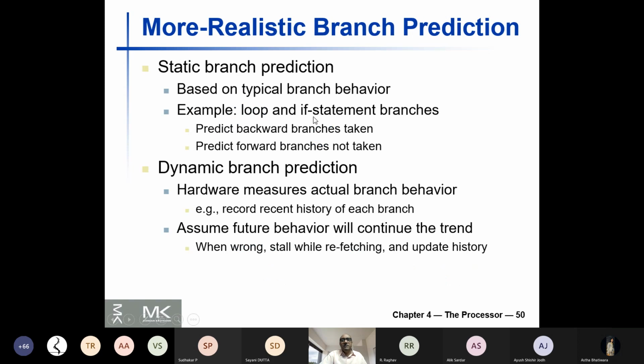And for a more realistic branch prediction, as I mentioned, how do you ensure that the prediction is correct most of the time? There are two types of prediction. One is static prediction, the other is dynamic prediction. In case of static prediction, as I mentioned, based on the typical branch behavior, we need to make a decision. Suppose, for example, in case of loop statements or if-else statements, where you need to check the condition and then take a decision, whether the branch has to be taken or not taken.